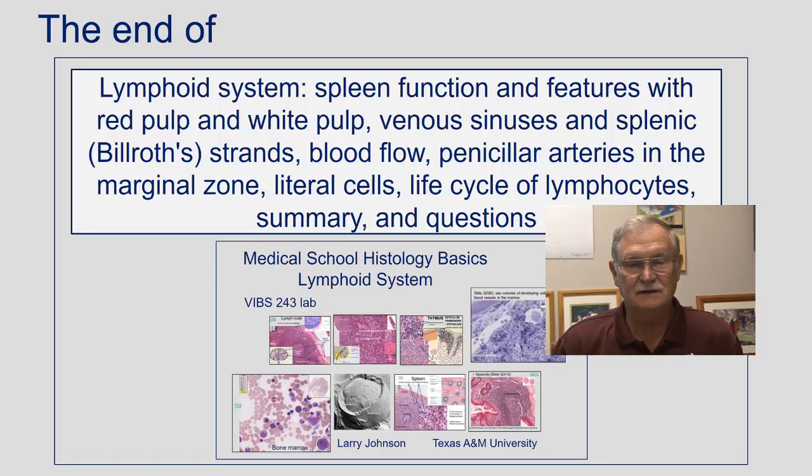This is the end of the lymphoidal system, with the spleen function and features of red and white pulp, venous sinuses, splenic strands, blood flow, penicillary arteries in the marginal zone, littoral cells, the life cycle of lymphocytes, summary, and questions.